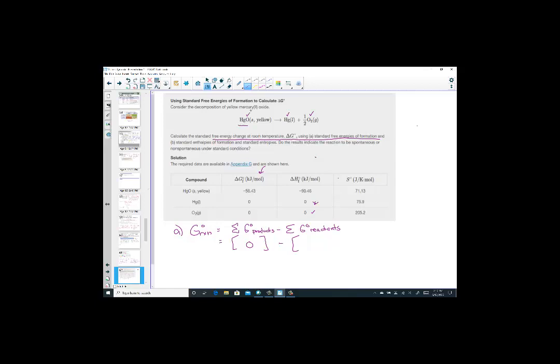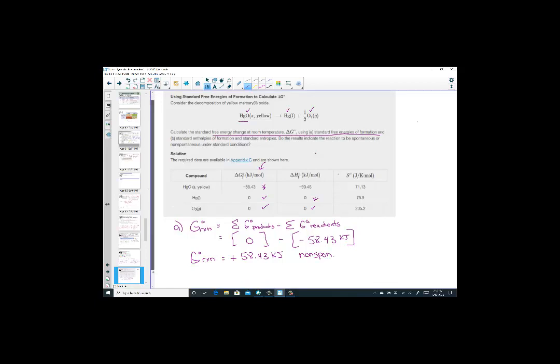Minus the HgO. And the HgO is, well, I'm in the wrong column. Right here is where I need to look. I went to the second column, but they're still assigned a 0. My bad. The reactant is given negative 58.43, and that's in kJ per mole. Delta G of this reaction ends up to be 0 minus a negative number, so it comes out to be positive 58.43 kilojoules. This is non-spontaneous in the forward direction, just as we predicted.